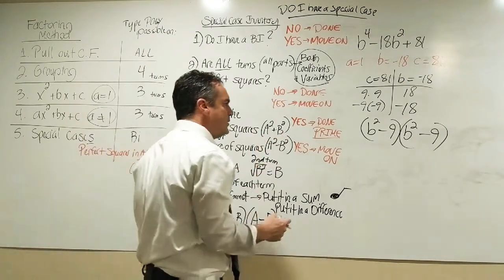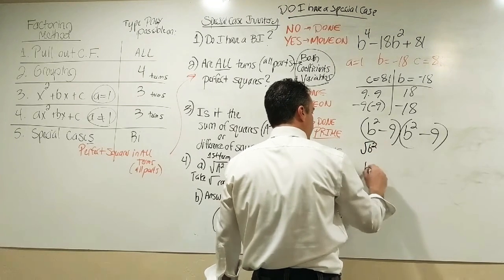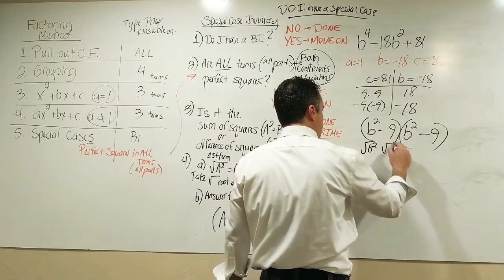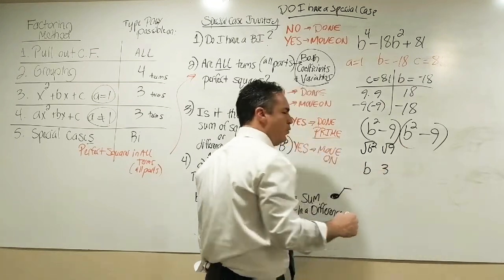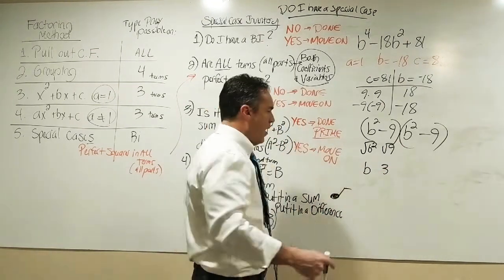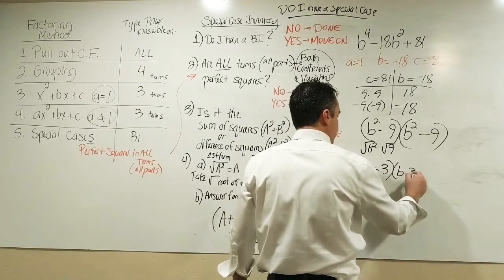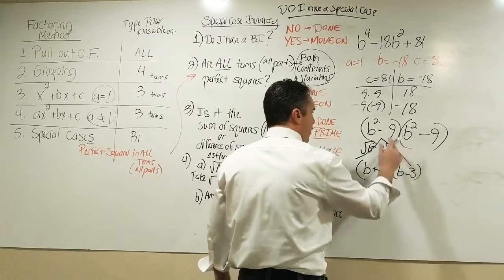So we come back to this, and we say, okay, what's the square root of b squared? It is b. What is the square root of 9? It is 3. And we sing it, Hallie. 1, 2, 3. Put it in a sum, put it in a difference. So there's putting it in a sum. There's putting it in a difference. And that just takes care of that binomial.